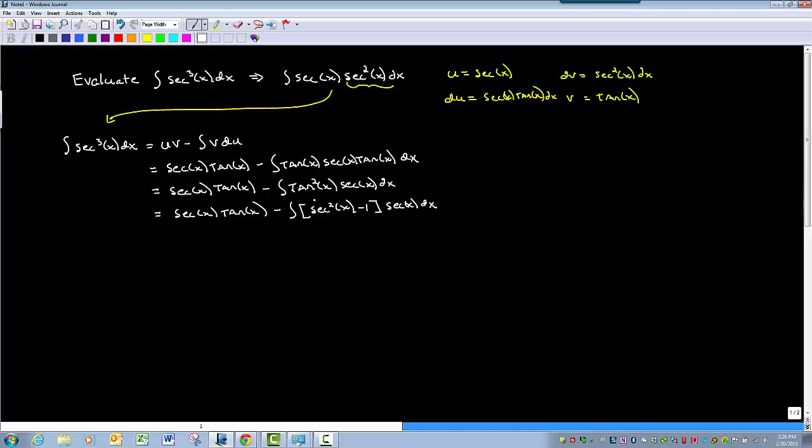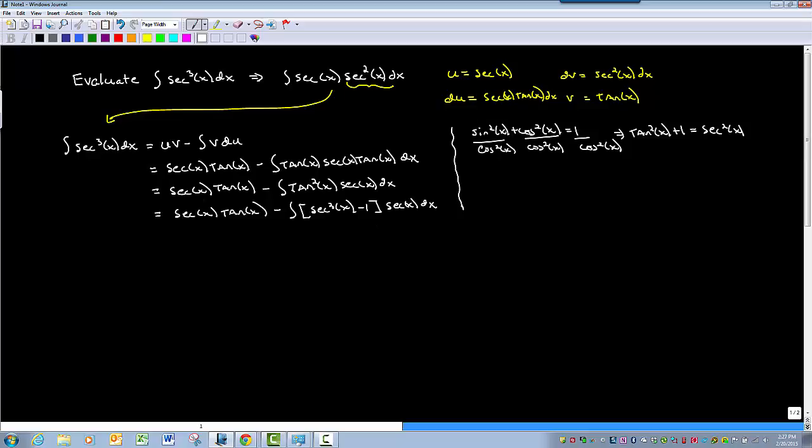So where does this replacement come from? I have sine squared plus cosine squared equal to 1. That's the Pythagorean identity. This is just one of the variations of it, and I get that by dividing both sides by cosine squared. This implies that tangent squared plus 1 is equal to secant squared. And if I move the 1 over, I get this.